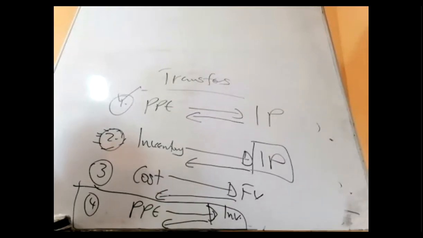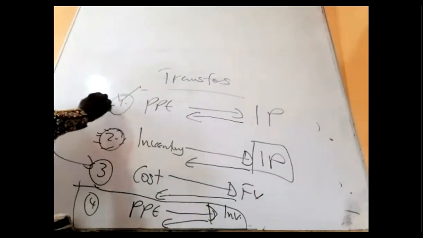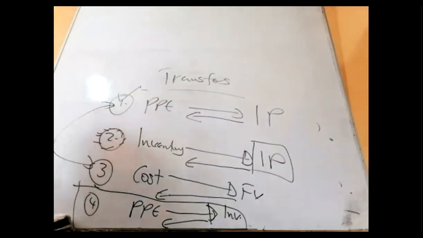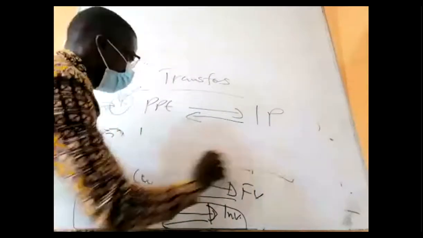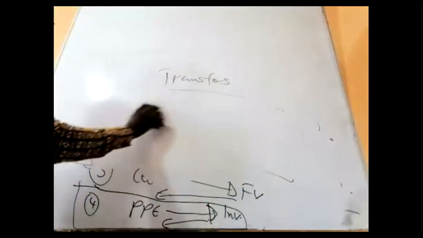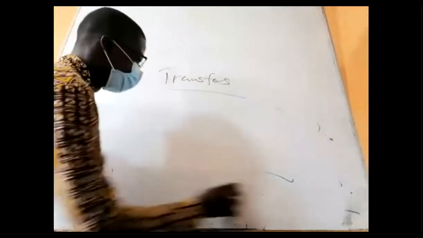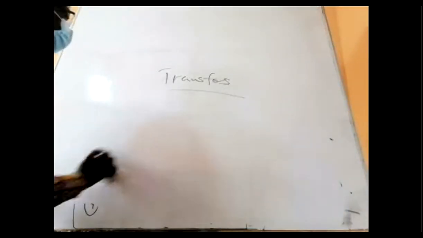So I'll explain these two. They are the ones that we have to look at carefully. These two: PP to investment property, and then investment property to PP. The reverse is true. Now, how do you account for it? I'll give you the steps and the procedure. Let's assume that it is PP to investment property. That's the common one.